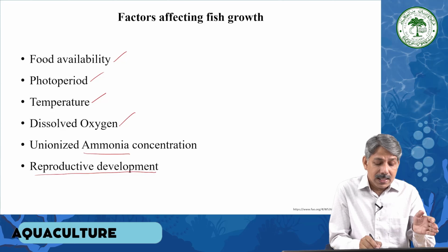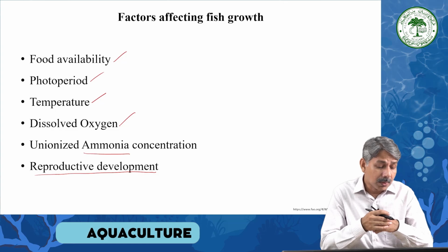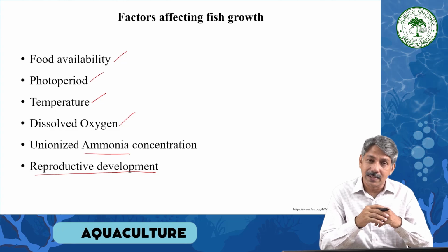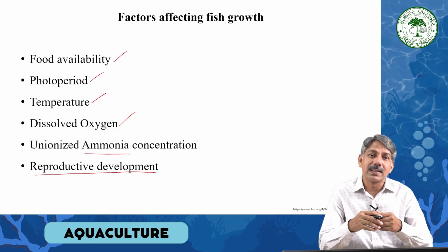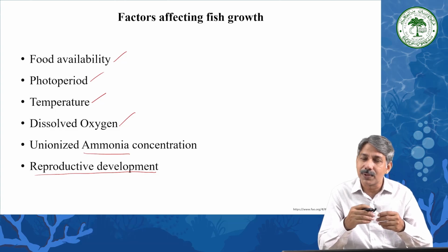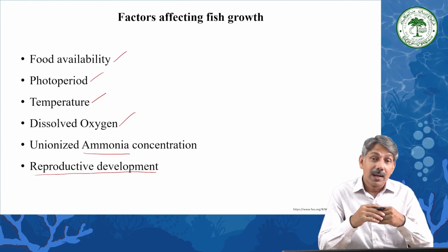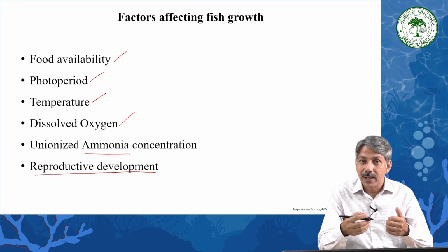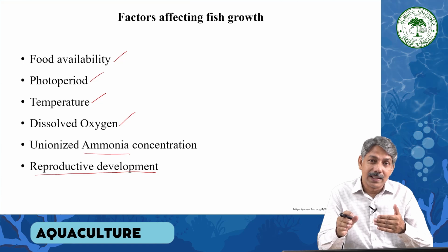Then reproductive development, or you can say gonadal development, because fishes are seasonal breeders. When gonadal maturation starts, what happens? Say, for example, in the inland regions, just after harsh winter conditions, the gonadal maturation process speeds up. When the gonadal maturation process starts, the energy the fish is taking through food will have a different priority at that time.